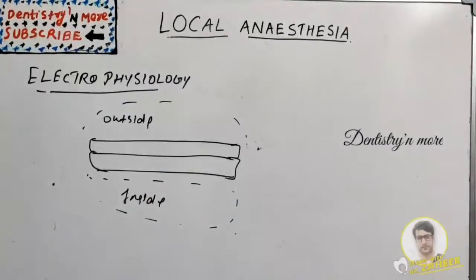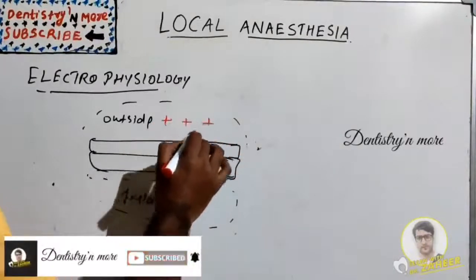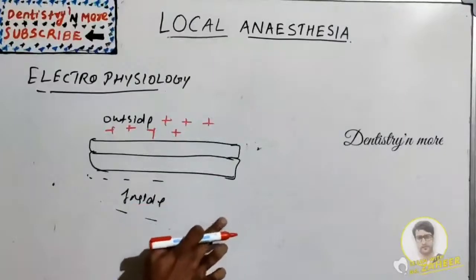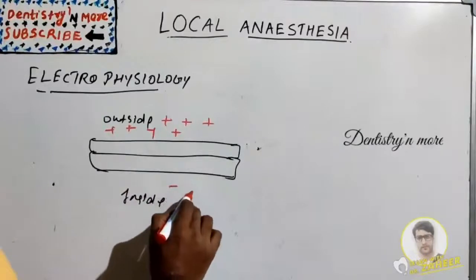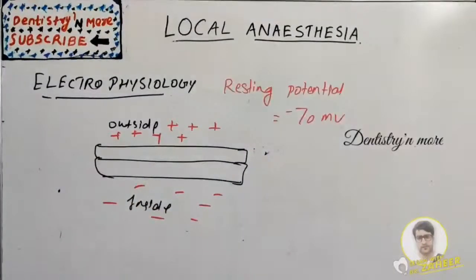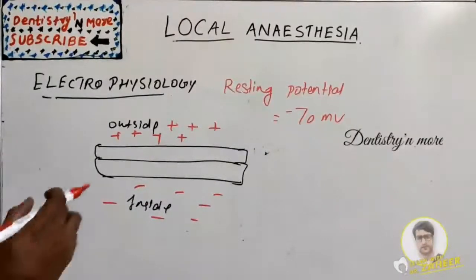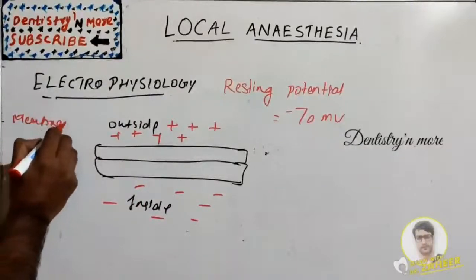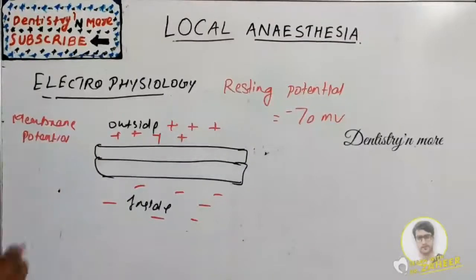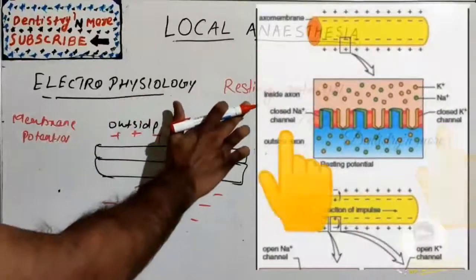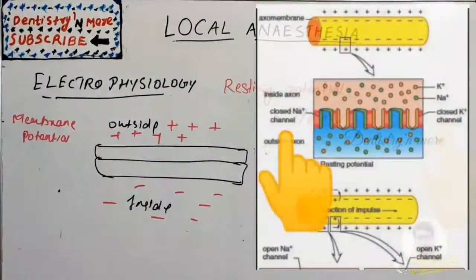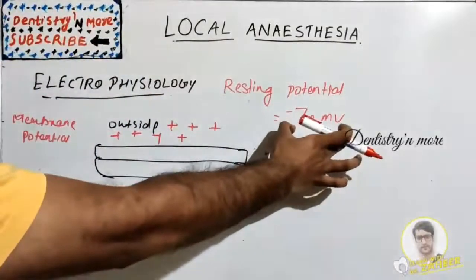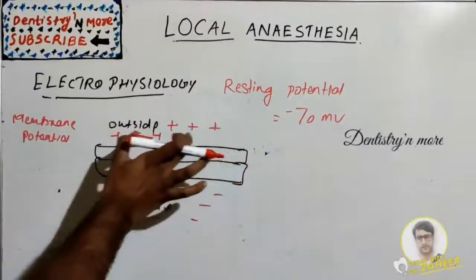So usually outside the nerve membrane we have positive charges. So this is positively charged, and inside we usually have negative charges. So this is our nerve membrane, and there will always be an electric charge across the membrane. That is known as membrane potential. This membrane potential is also known as resting potential, which is equal to minus 70 millivolts. That is the resting potential. So without any excitation, without any changes in the cell, this will be the electric voltage which exists across the membrane surface.